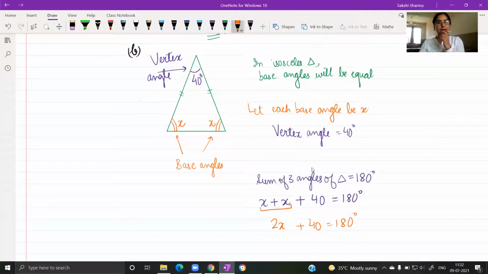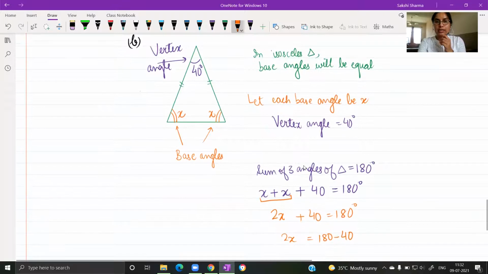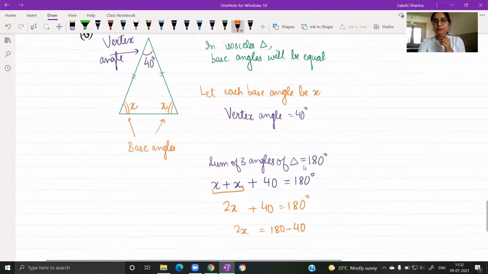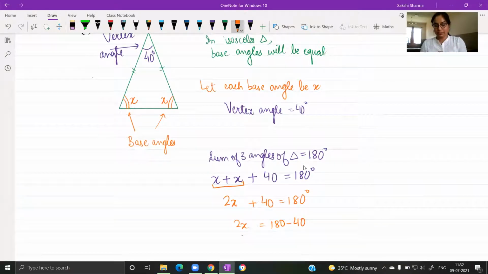That's correct. Angad, Anhad. Yes, Chirag, you can do that way also. 180, transposing plus 40 to the right hand side. Now solve.